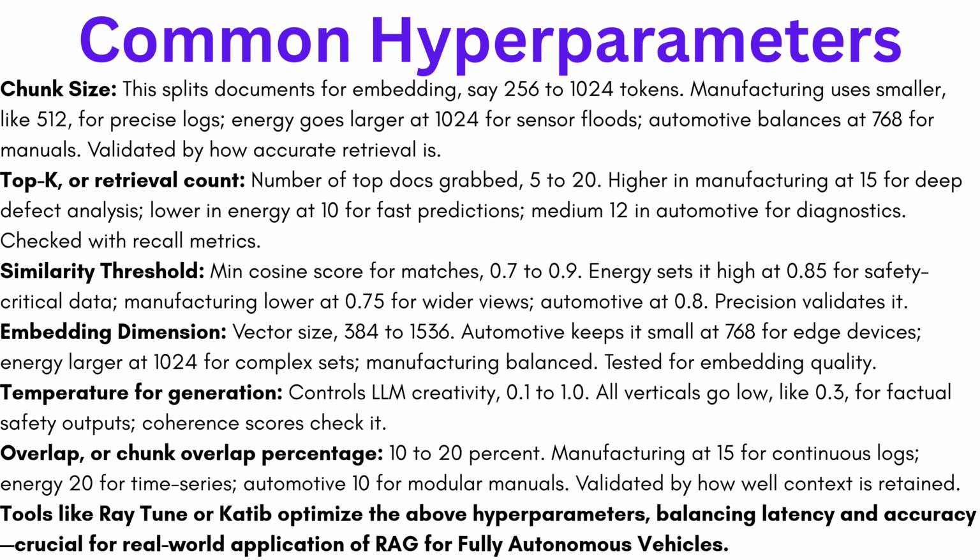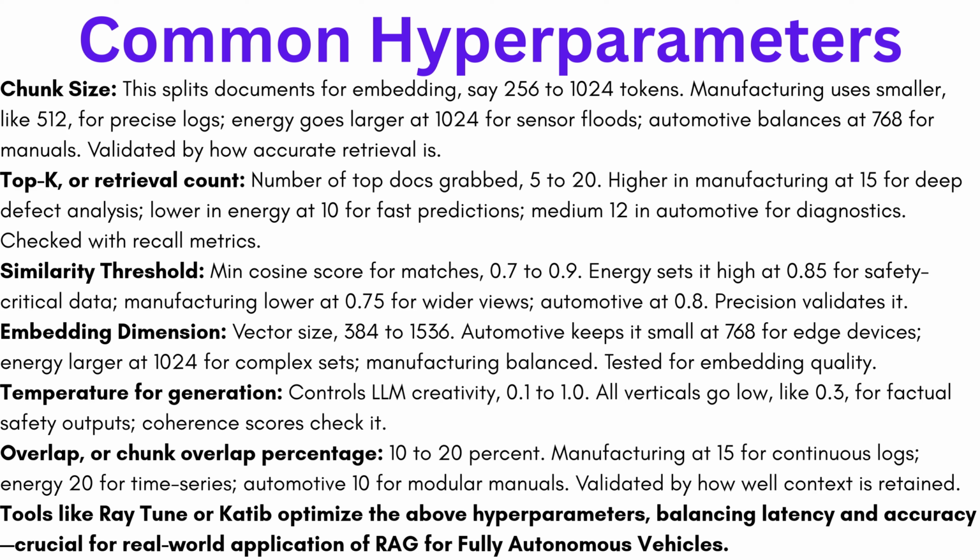Embedding dimension, vector size, 384 to 1,536. Automotive keeps it small at 768 for edge devices. Energy larger at 1,024 for complex sets. Manufacturing balanced. Tested for embedding quality.